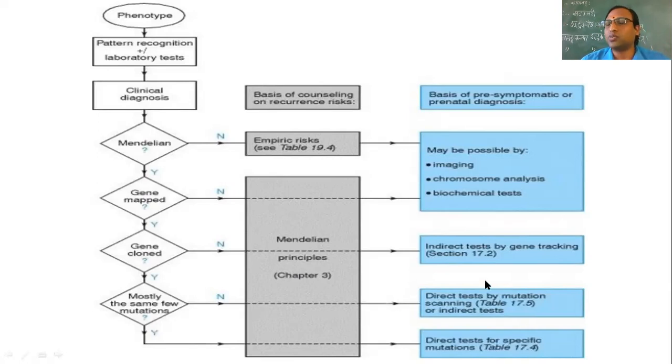What we get from this, if you see here, is maybe what is possible by imaging, chromosomal analysis, biochemical tests, and also that goes back to the indirect test by gene tracking, then mutation scanning, then specific mutation scanning. So these are the different things which are followed here.